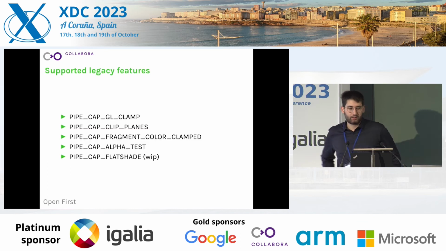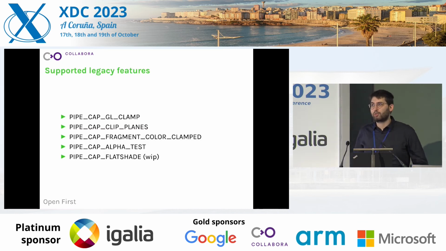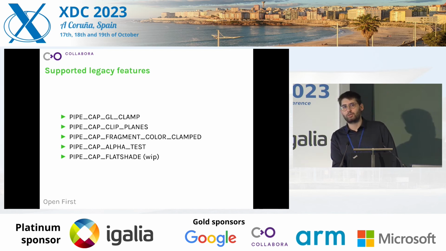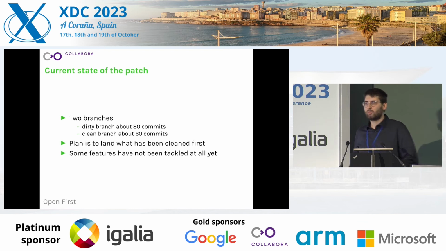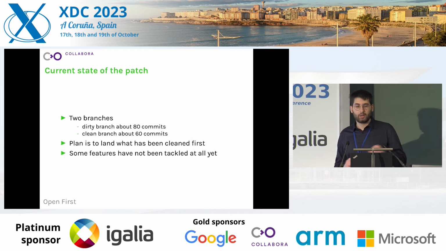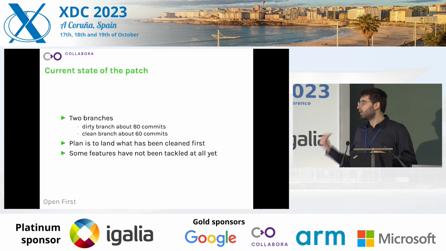So in the current state, the Uber shader supports the following features. GL clamp, clip planes, fragment color clamped. Alpha test and flat shade, which I talked about, is work in progress. I'm probably not gonna merge it at first. When I worked on this, I started by not really caring about upstreaming it, so I had like 80 commits. It was kind of messed up. But now there's a merge request which has about 60 commits, so it's not the full patch, but it's what I want to merge first. So I want to merge what I've already worked on cleaning, and then after that I can go back to the other branch and merge more stuff gradually.